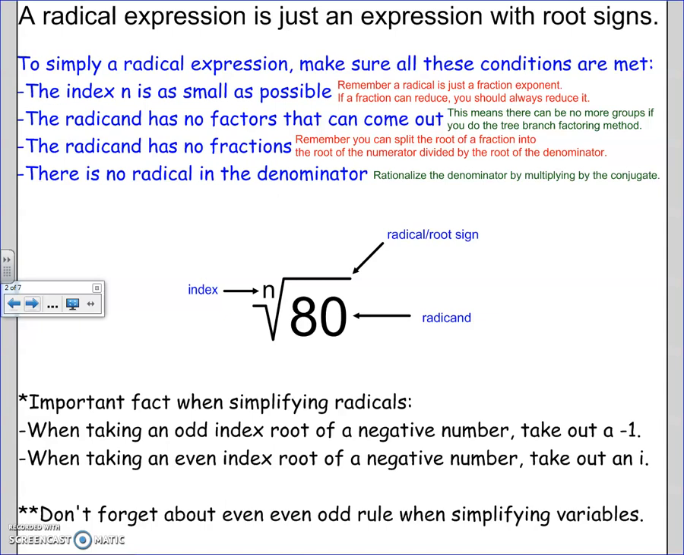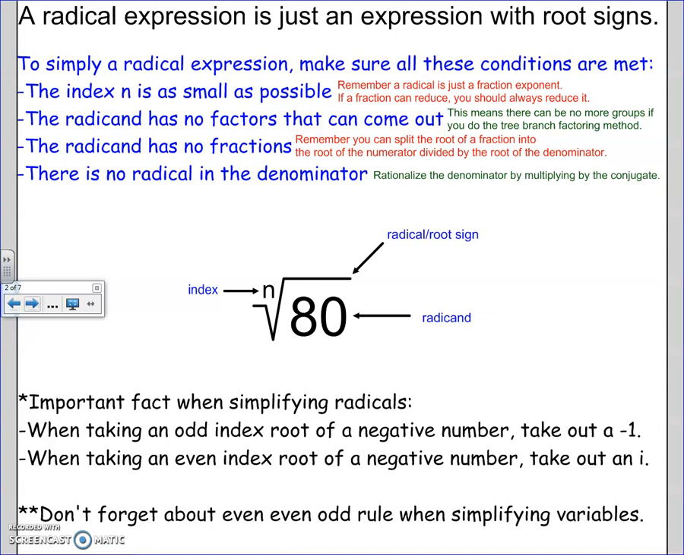Third, the radicand has no fractions, so there cannot be a fraction inside the root symbol, like you can't do square root of a fraction. Now if you see that, you can split it into the root of the top thing divided by the root of the bottom thing. And last, there cannot be a radical in the denominator. If you see that, you need to rationalize the denominator by multiplying by the conjugate.